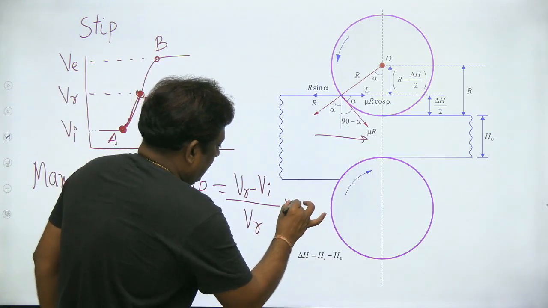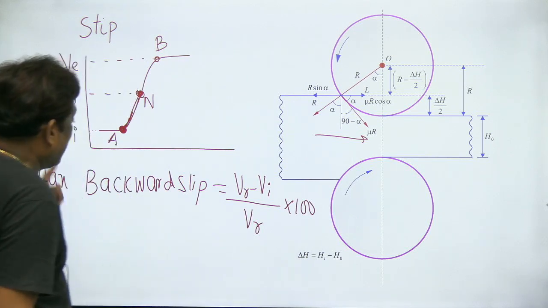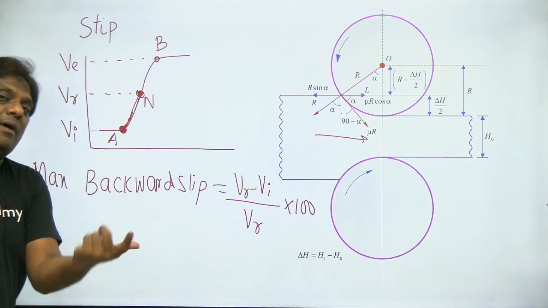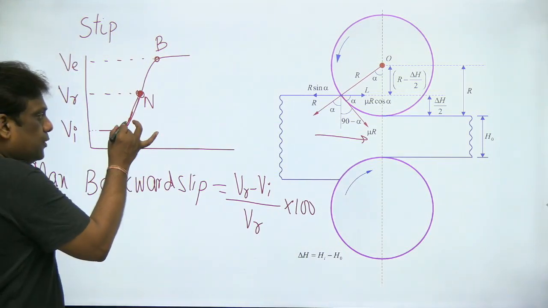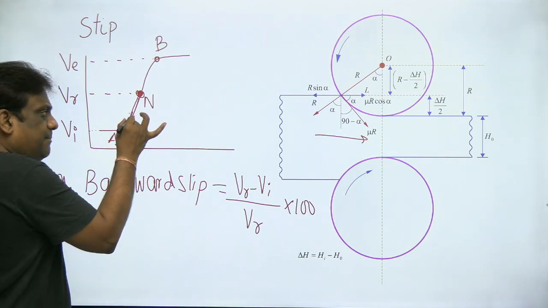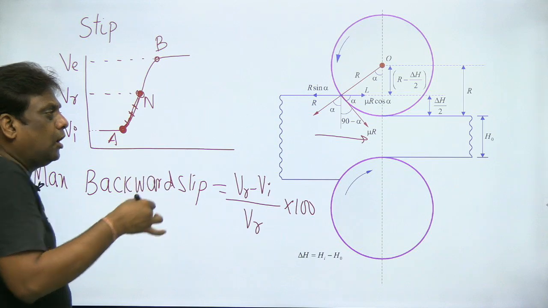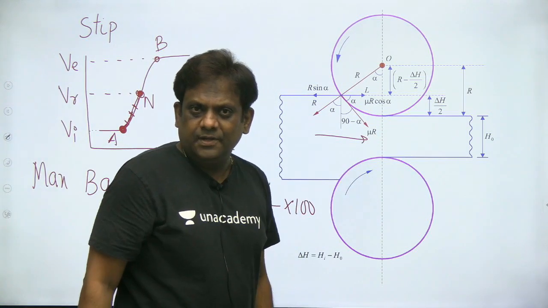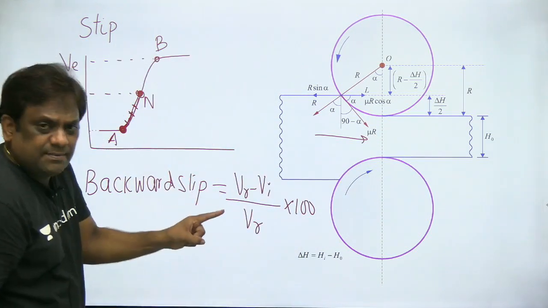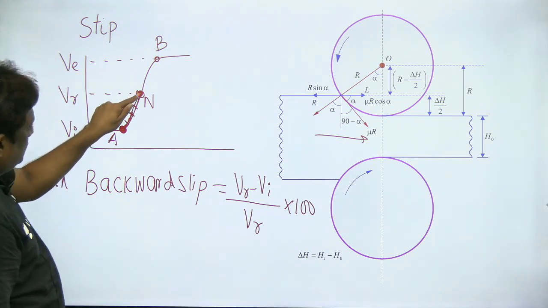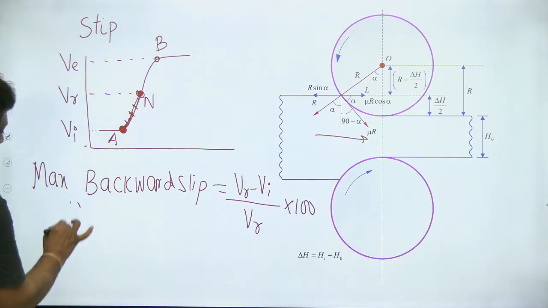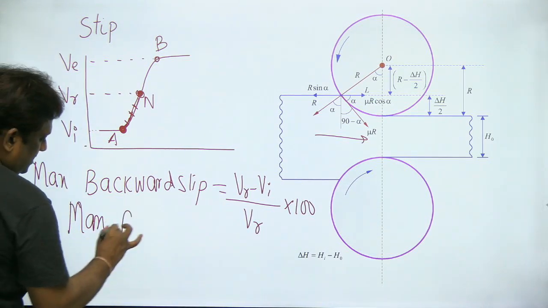If we multiply with 100, it is known as maximum backward slip. Why do we call it maximum? Slip is different at different places, because here the velocity is different, here the velocity is different. So the difference in velocity is changing along the deformation zone. Therefore, maximum is nothing but VR minus VI. This is backward slip. Now let us see maximum forward slip.